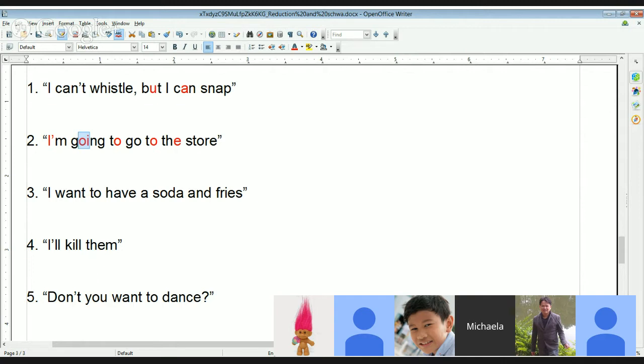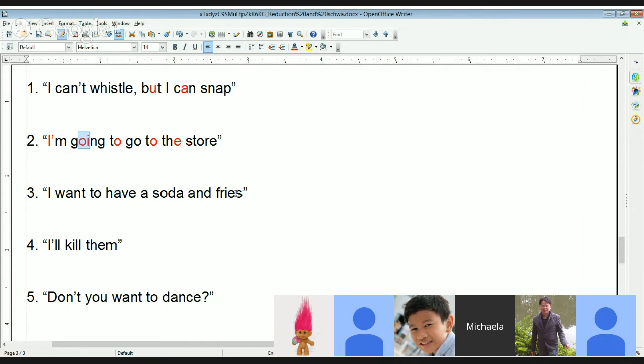And number 3 is for Trin. Okay, I want to have a soda and fries. So where does the schwa sound come in some of these words? Maybe the E of fries? Not quite, because in fries, we have the full vowel sound I, fries. And it's a content word also.